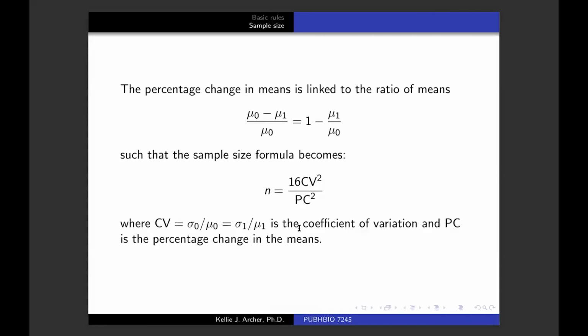Recall that sometimes the means are unknown, but the researcher may have an idea of relative treatment effects and variability. For example, you may ask, what kind of treatment effect are you looking for? They may respond, oh, I'm looking for a 20% change. Then of course you ask the follow-up question, so how much variability is there in your observations? And they'll respond something like, oh, about 30%. In such a case, you can use the percent change in means because that's linked to the ratio of the means. In that case, the sample size formula is given by this equation here.